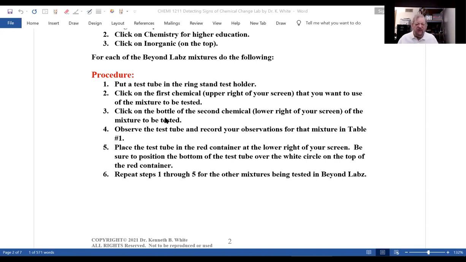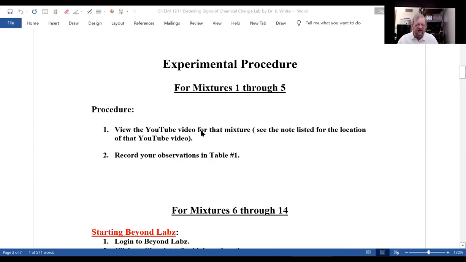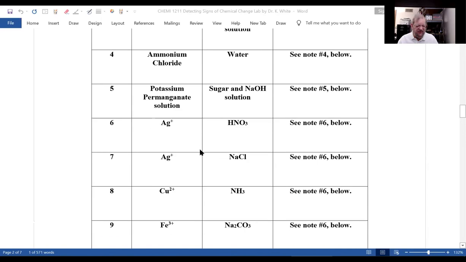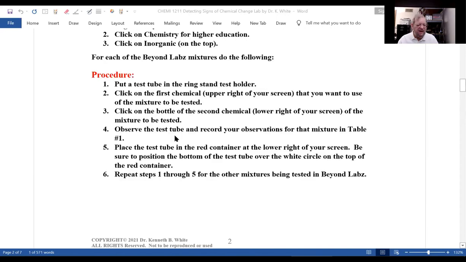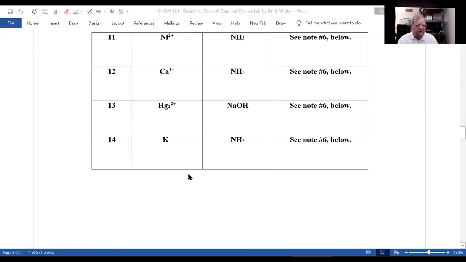For the first chemical, you'll look in the upper right corner of your screen and click on that. That's part three. And that puts that into there for part number two. This is the second substance. So like number 6, you'll find it silver plus. And then at the lower left or right hand, you'll see reagent bottles. HNO3 is called nitric acid. You'll click on that. They mix together. And then you make your observation and observe the test tube. When you're done, place the test tube in the red container at the lower right of your screen. Be sure to position the bottom of the test tube over the white circle on the top of the red container. Then you repeat steps 1 through 5 for the other mixtures, which are 6 through 14.